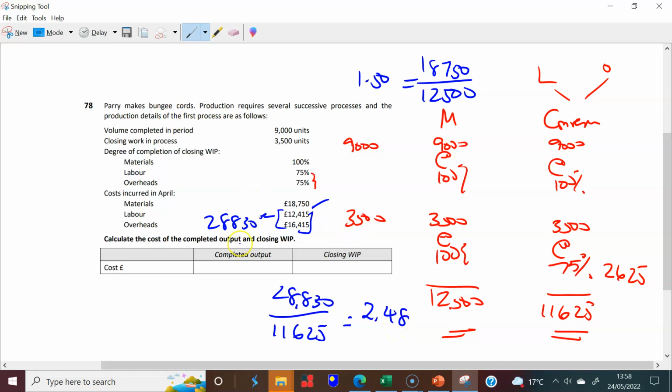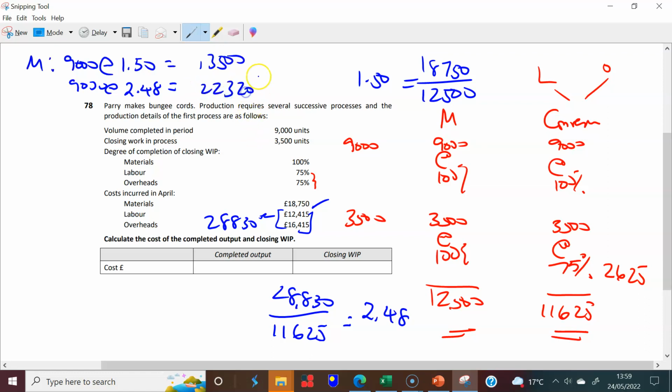Now when the question asks about my completed units, I know that I have 9,000 complete units at £1.50 for material, and 9,000 units complete at conversion at £2.48. So I can first do that. 9,000 times £1.50 is 13,500, and 9,000 times £2.48 is 22,320. Add the two together and you have 35,820.